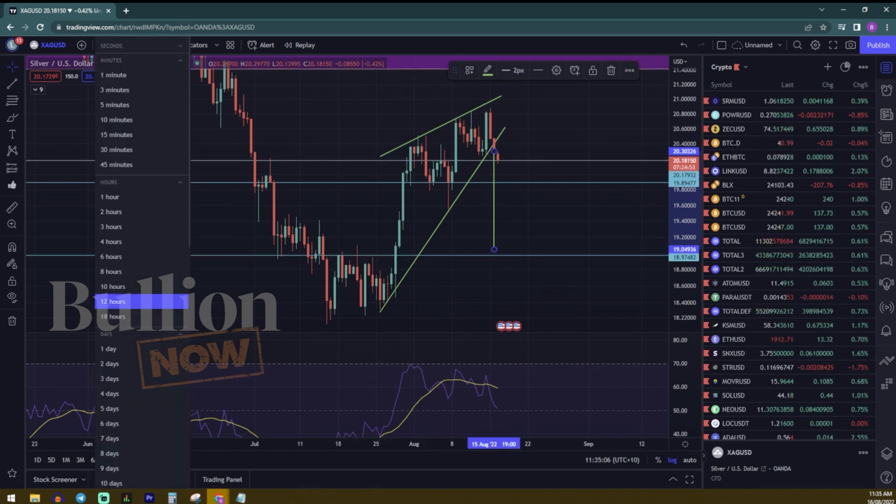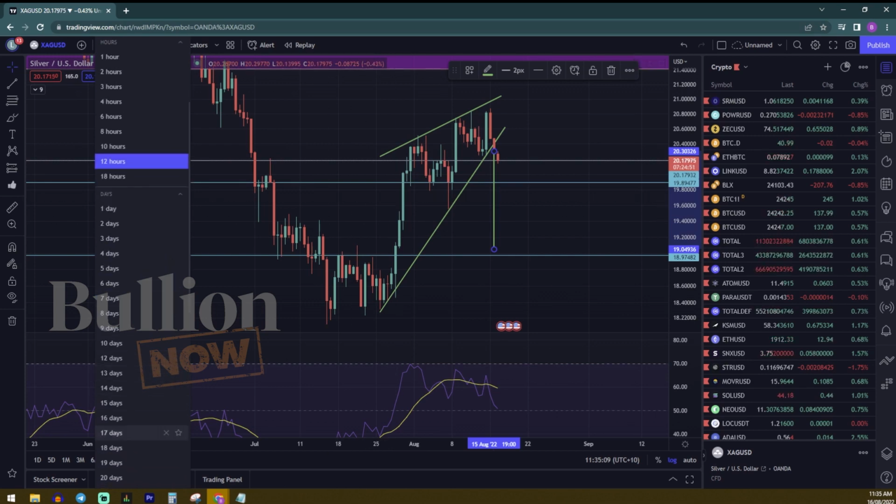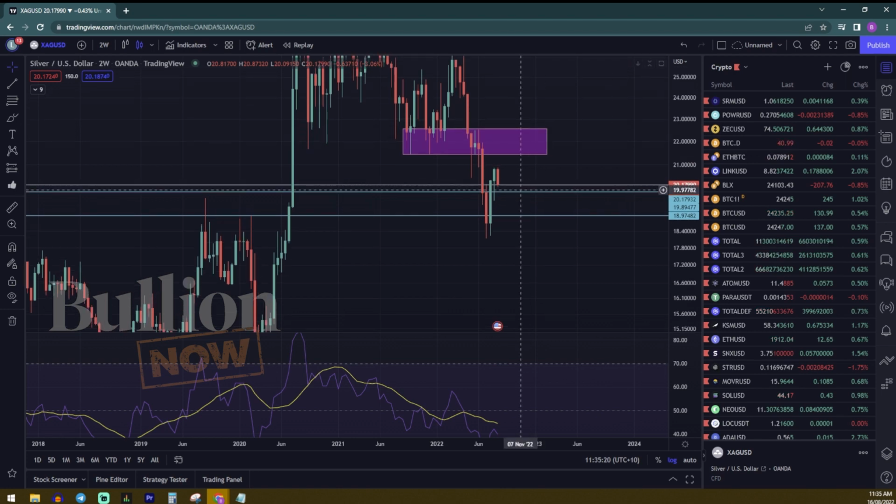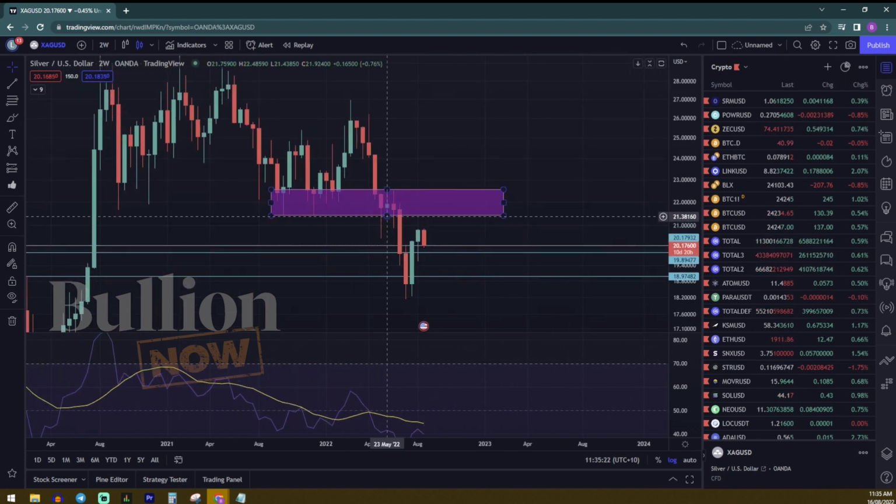However, if I look out to the 2-week chart, we've got this purple box of prosperity here, and I'm still potentially looking for that move up to 2150 to 2250 that we were looking at in the last video. As we can see, there's a lot of resistance there.